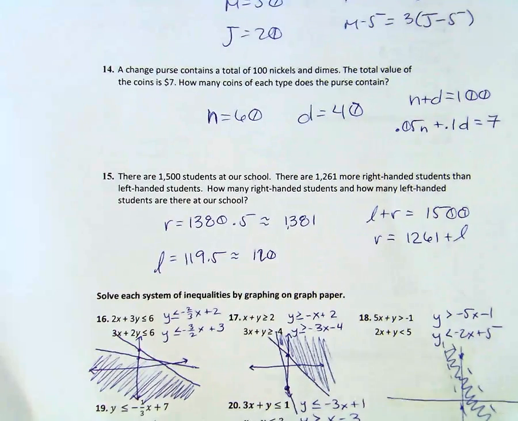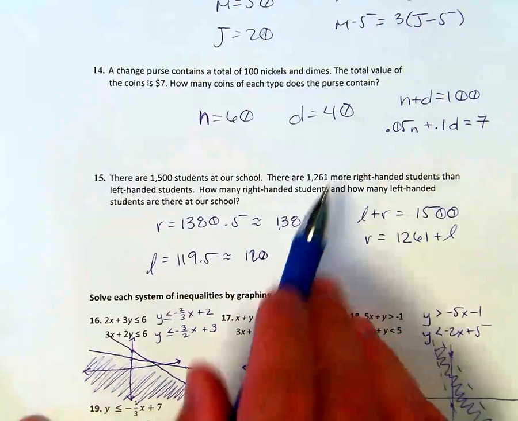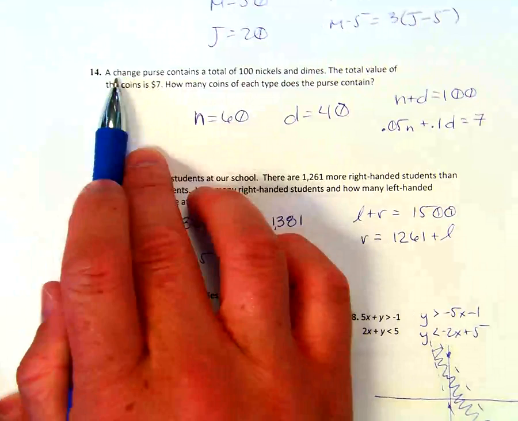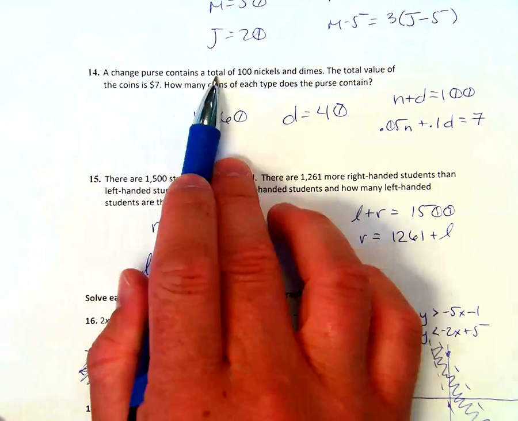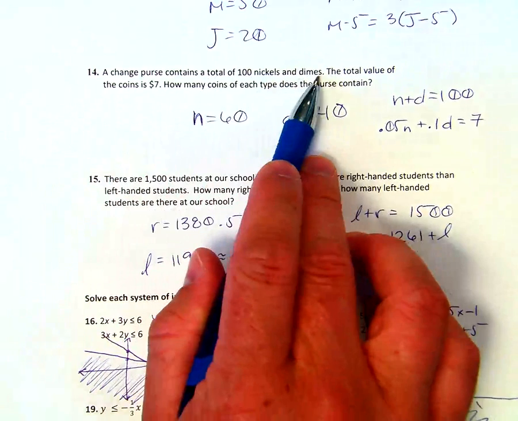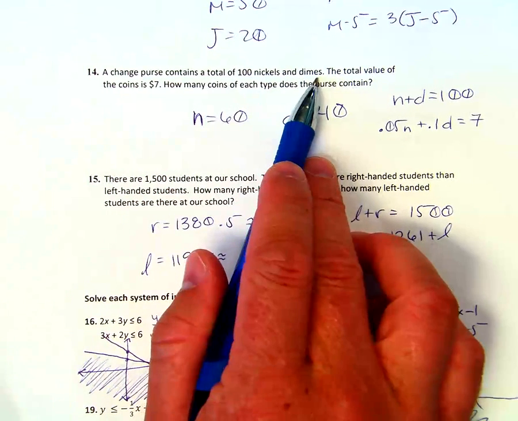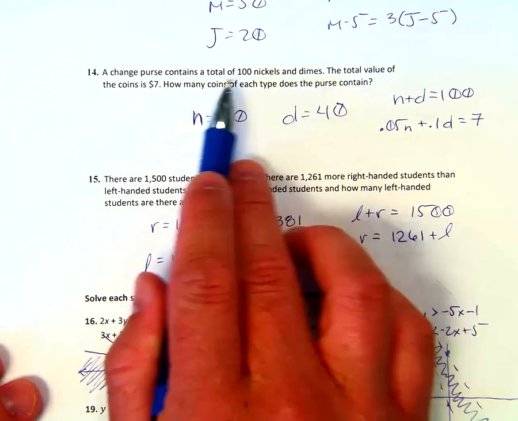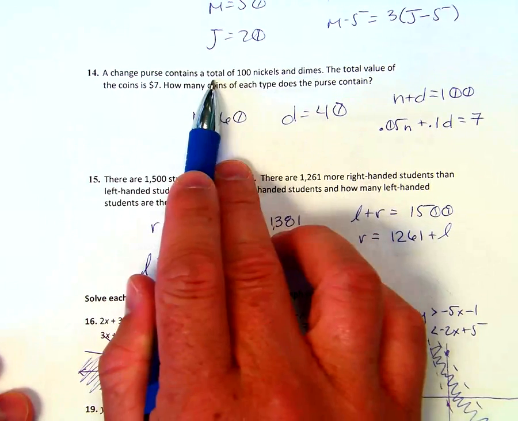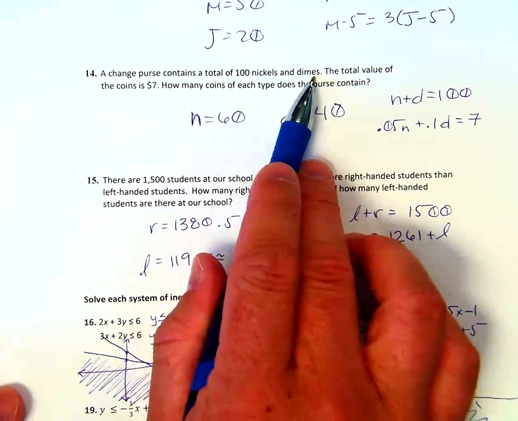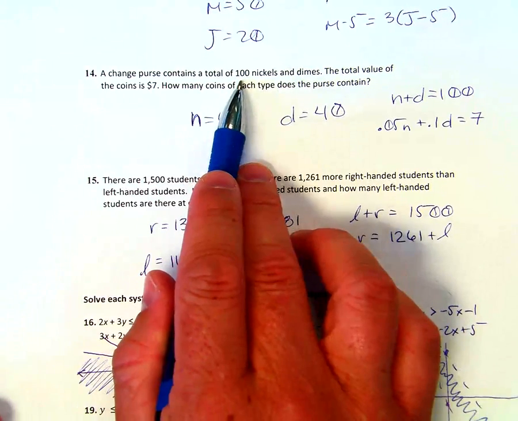Okay, number 14. I'm not going to rewrite the entire question, so just look at it up here, or look at your own paper. It says a change purse, or coin purse, or whatever it is, contains a total of 100 nickels and dimes. First thing, make sure you're reading this correctly. This does not say has 100 nickels and 100 dimes. It says it has a total, which means all the dimes and all the nickels together make 100 coins.